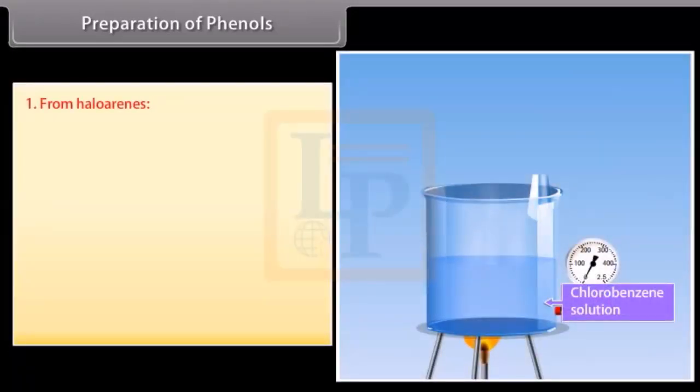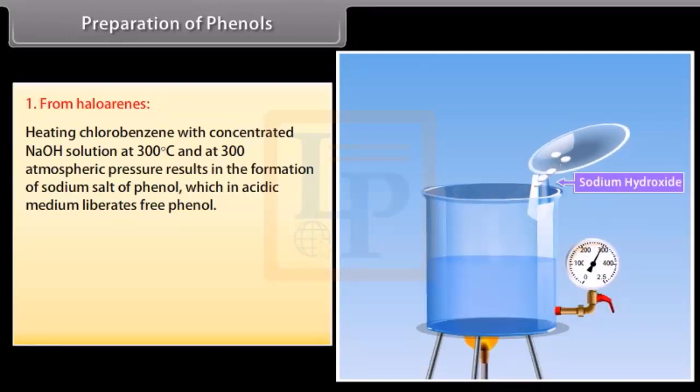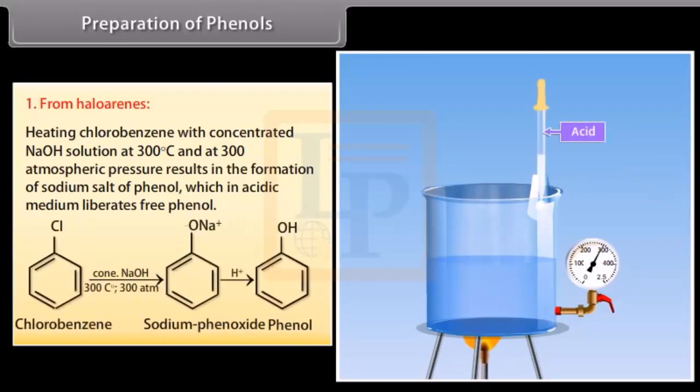Preparation of phenols. From haloarenes. Heating chlorobenzene with concentrated sodium hydroxide solution at 300 degrees Celsius and 300 atmospheric pressure results in the formation of sodium salt of phenol, which in acidic medium liberates free phenol. Concentrated NaOH mixed with chlorobenzene at 300 degrees Celsius and 300 atmospheric pressure results in the formation of sodium phenoxide, and then by providing an acidic medium, it gives phenol.